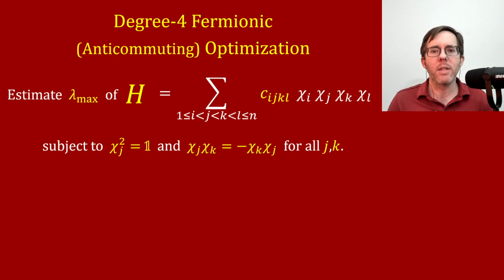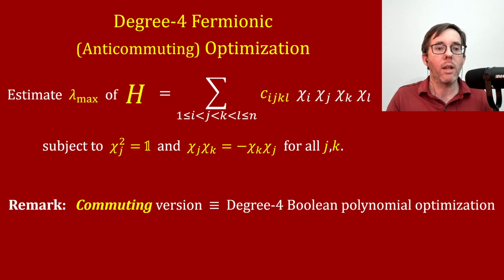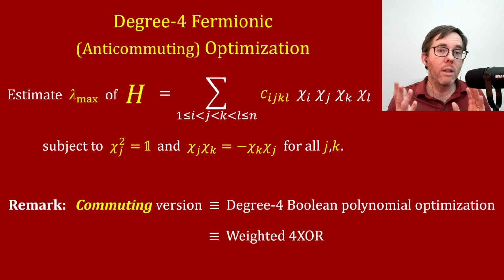Okay, so to summarize, we'll be looking at the degree 4 version of the fermionic or anti-commuting optimization problem. And as I said, you can either think of the chi j's as specific matrices of dimension 2 to the n over 2, or you can think of maximizing over any matrices that square to the identity and anti-commute. And when you present it this way, it may look rather familiar. If you replace anti-commuting with just commuting, then in this formulation, it becomes identical to optimizing usual degree 4 polynomials over the Boolean cube, over plus or minus 1 assignments, or equivalently, the weighted 4XOR problem.